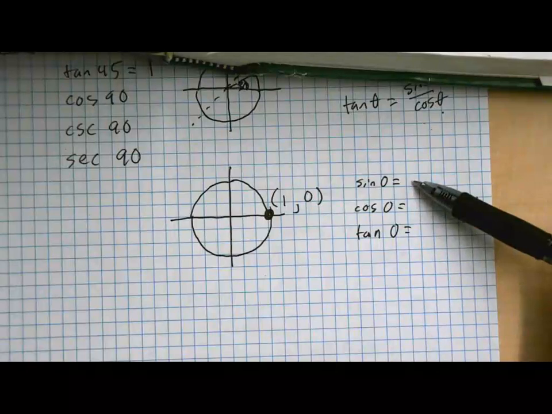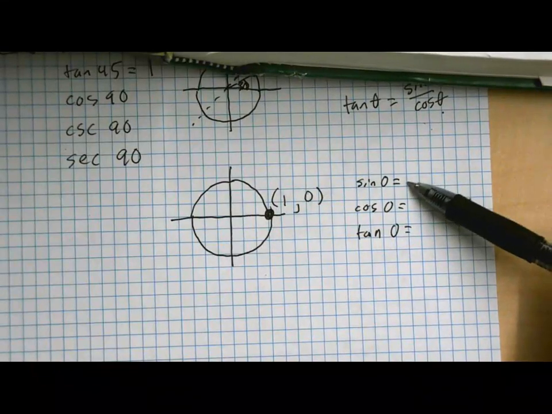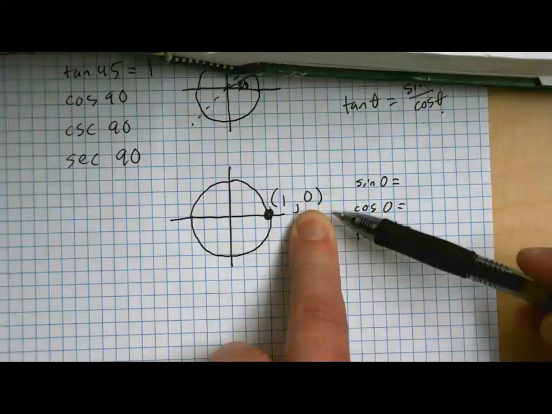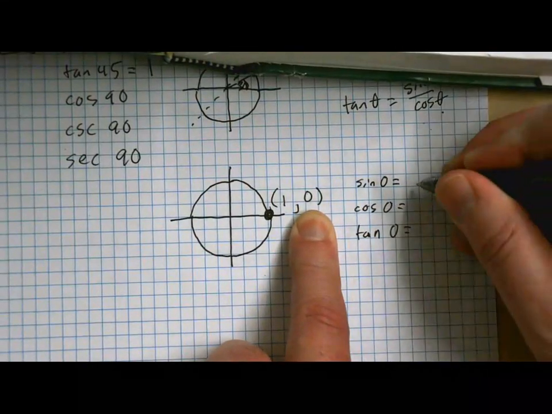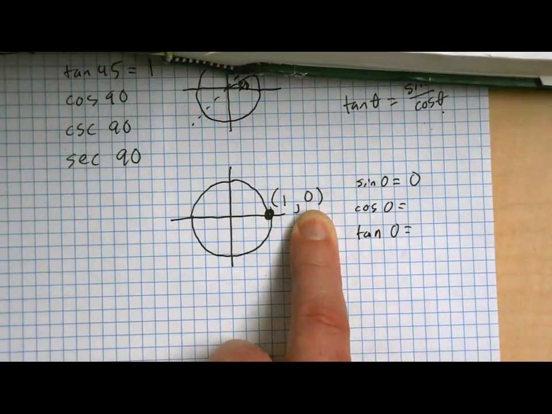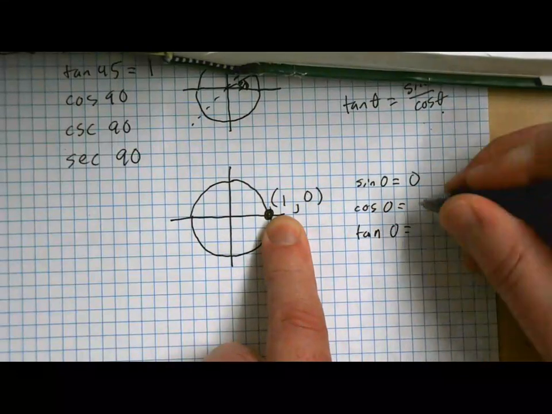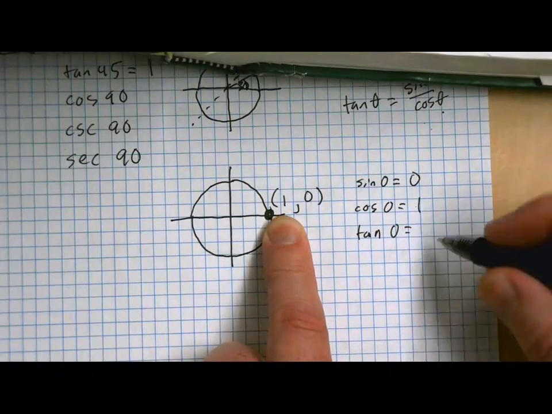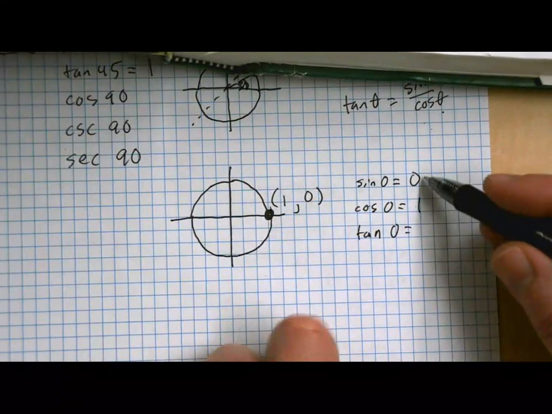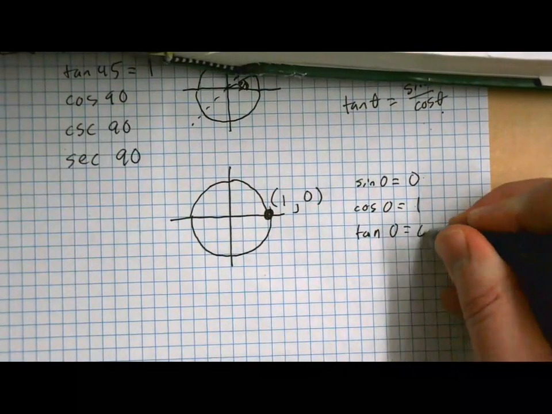All right, what is the sine of 0? The sine of 0 is 0. Why? Because the y coordinate of the point will always be the sine. So the y coordinate is 0, so the sine is 0. What's the cosine of 0? 1, because cosine is the x coordinate, and the x coordinate is 1. What's the tangent of 0? Tangent is sine over cosine. In this case, 0 over 1 is going to be 0.